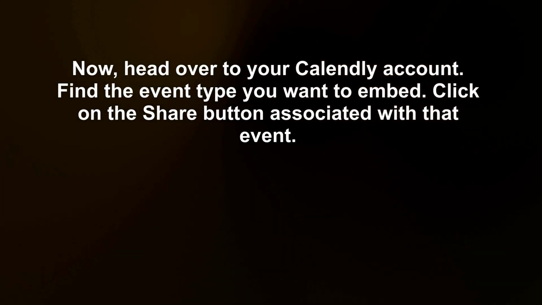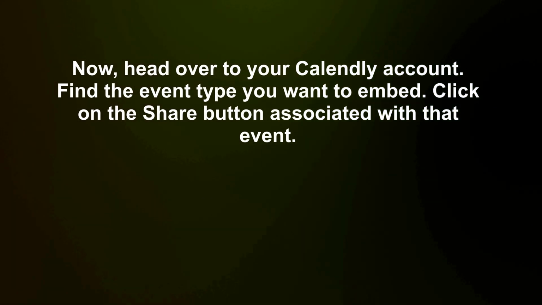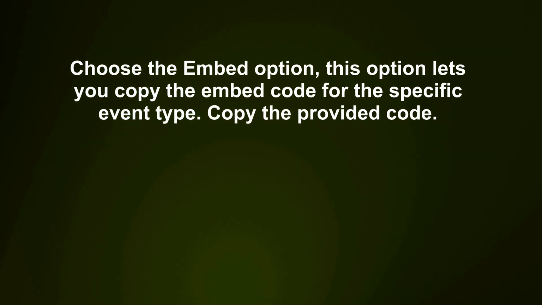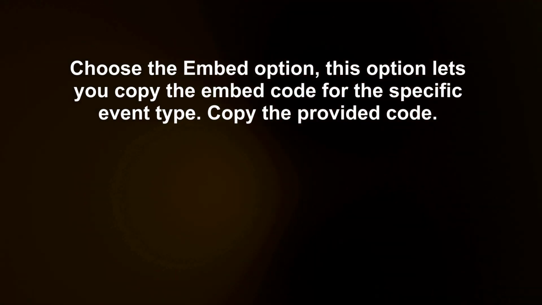Now, head over to your Calendly account. Find the event type you want to embed. Click on the Share button associated with that event. Choose the Embed option. This option lets you copy the embed code for the specific event type.